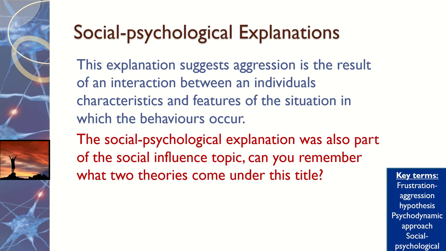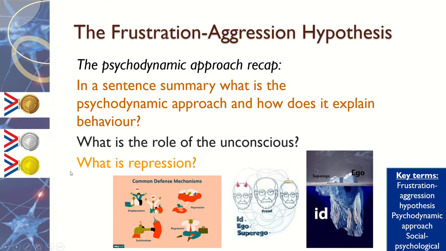Social psychological is that interaction, which is indicated by the dash here, just like in the nature-nurture debate: that interaction between an individual's characteristics and the environment or the situation that they're in. Those two things allow them to behave in a certain way, and the combination of these two things causes our behaviour. A socio-psychological explanation has also come up previously in social influence, where we've talked about the agentic state and legitimacy of authority. So this is a theme that's running through, except here we're talking about aggression rather than social influence.